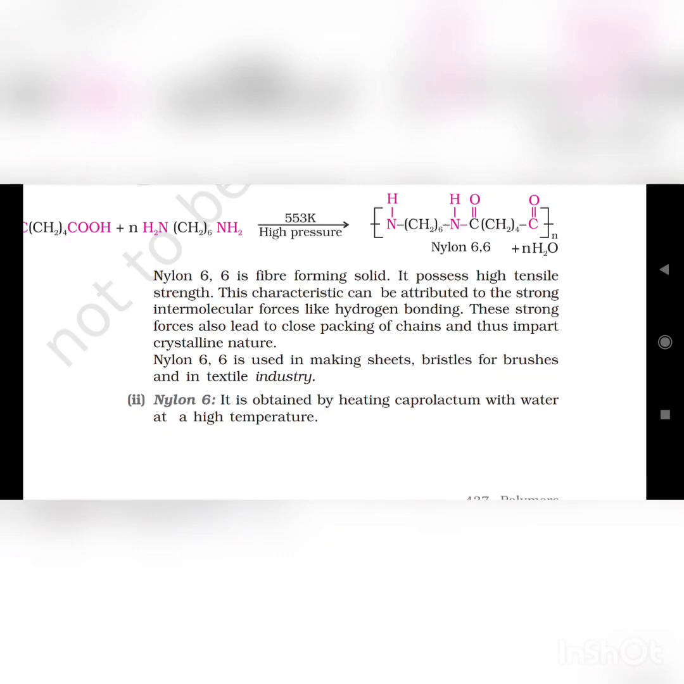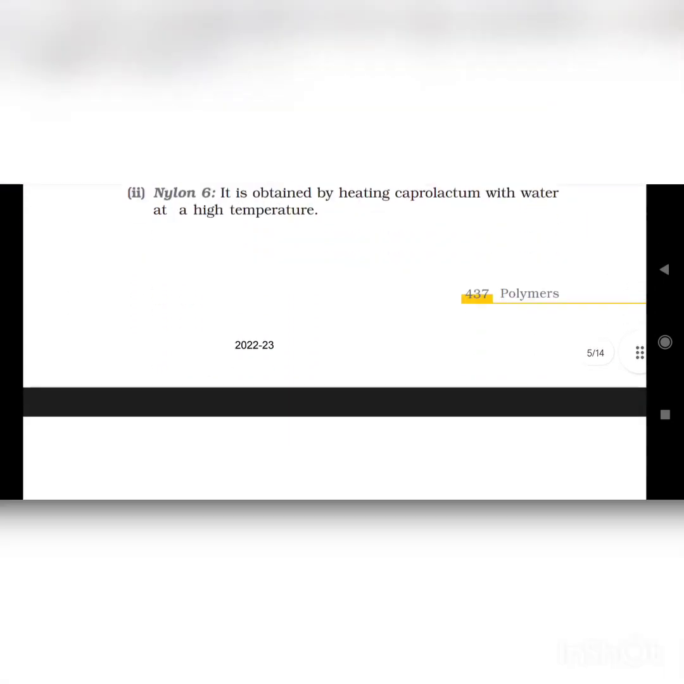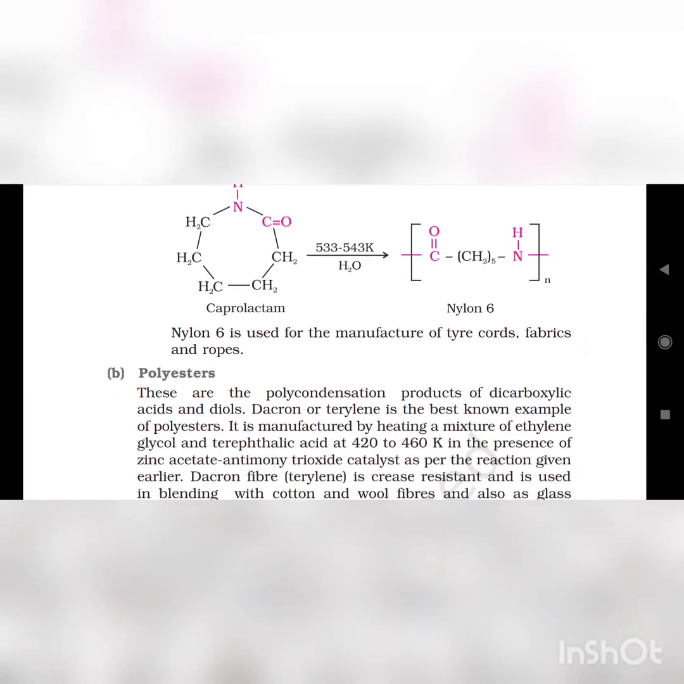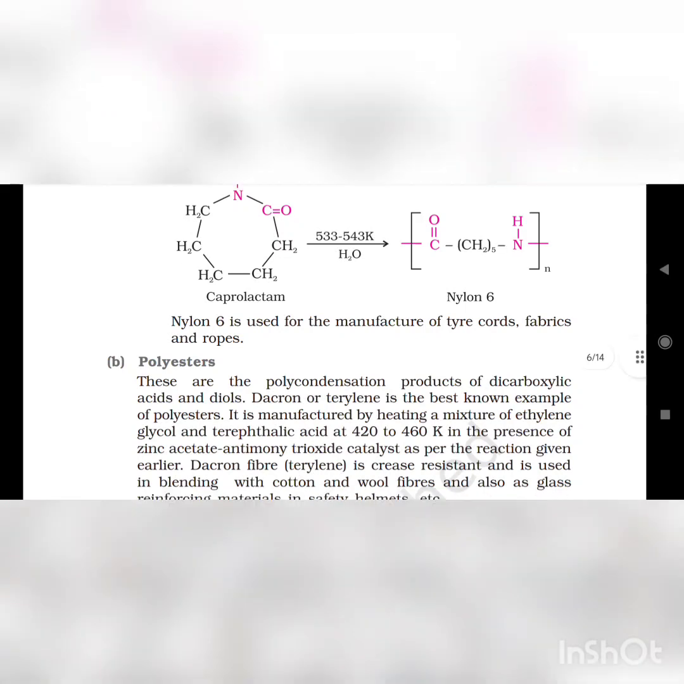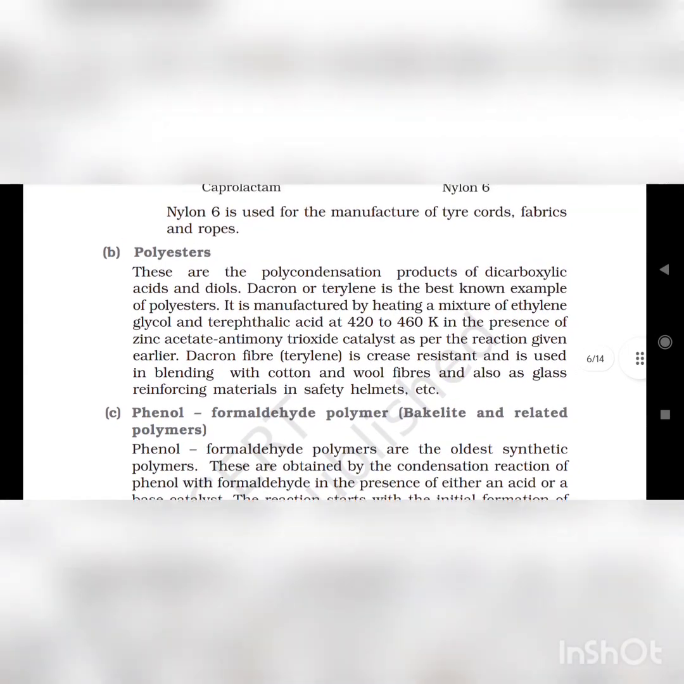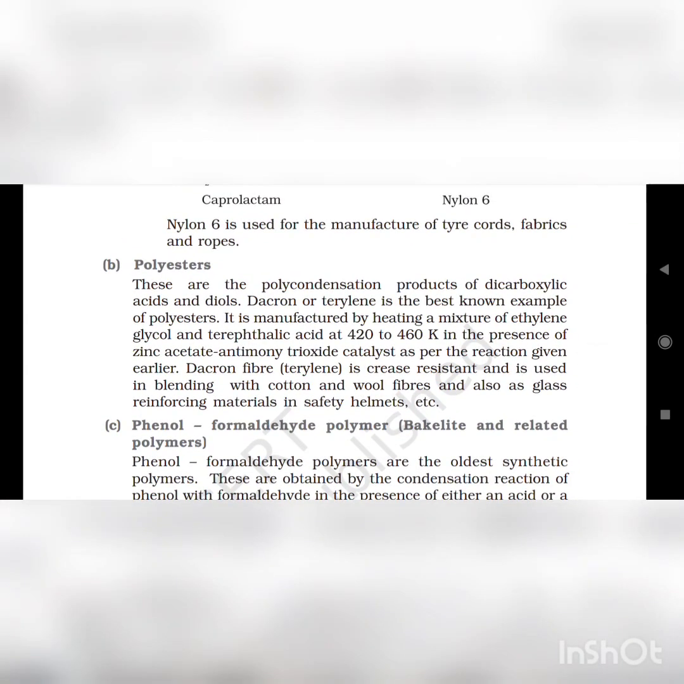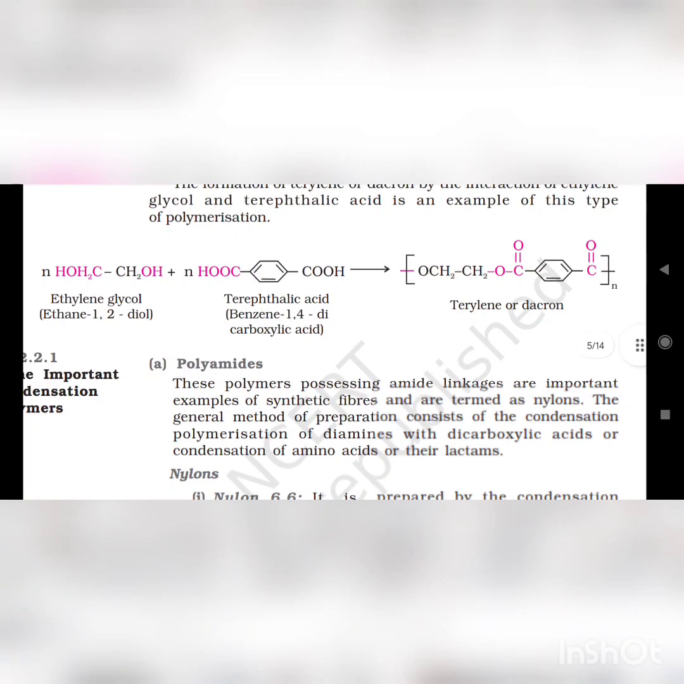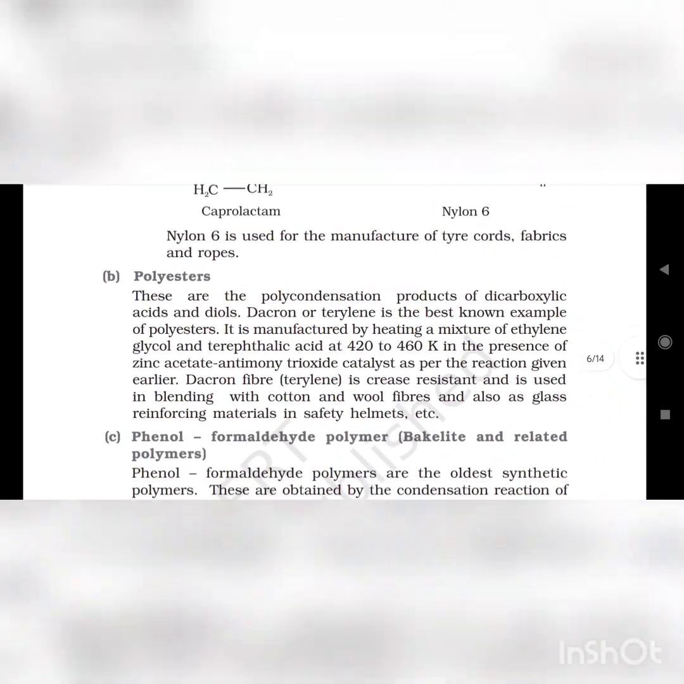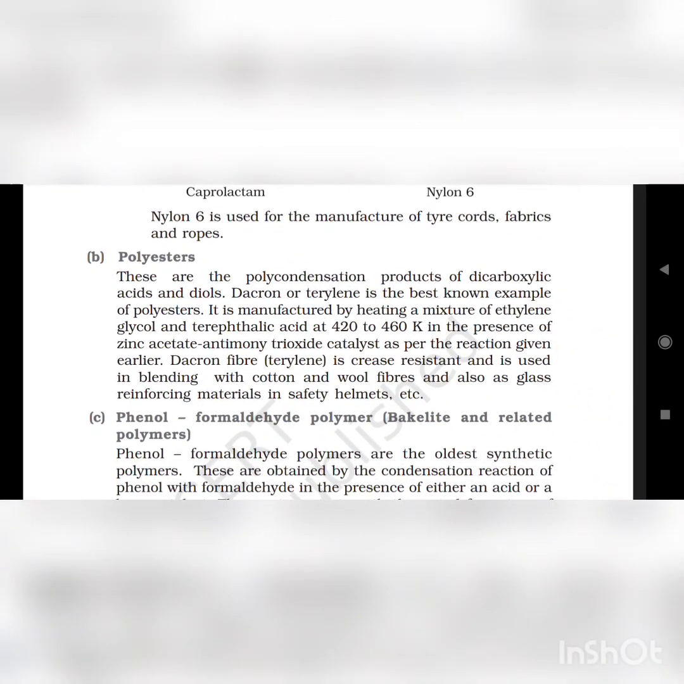Nylon 6. It is obtained by heating caprolactam at a high temperature. Caprolactam. Nylon 6 is used for the manufacture of tire cords, fabrics and ropes. Polyesters. These are polycondensation products of dicarboxylic acids and diols.